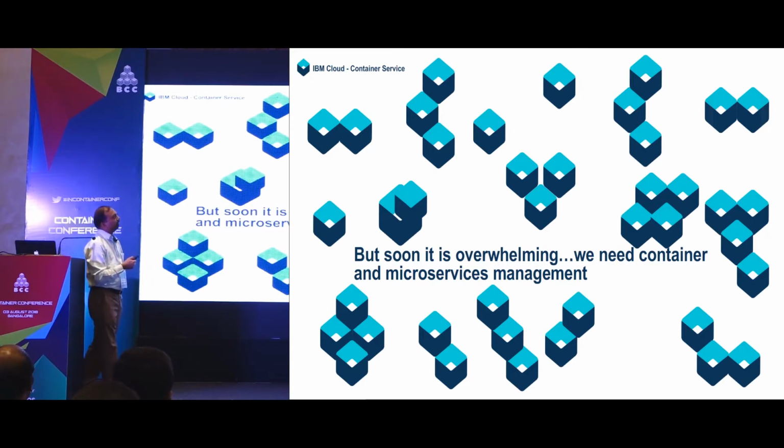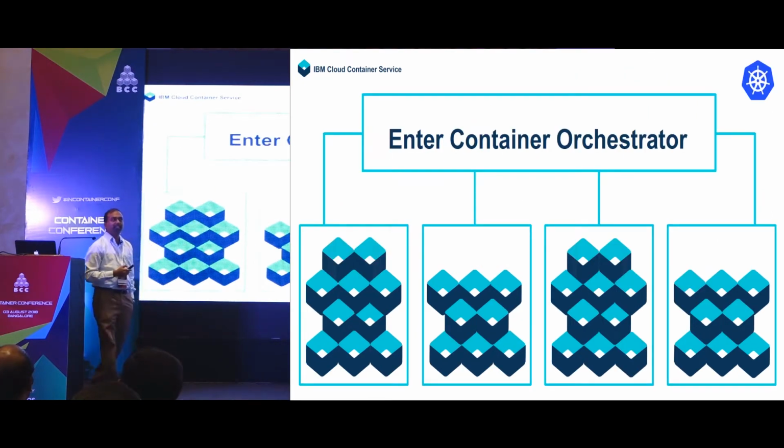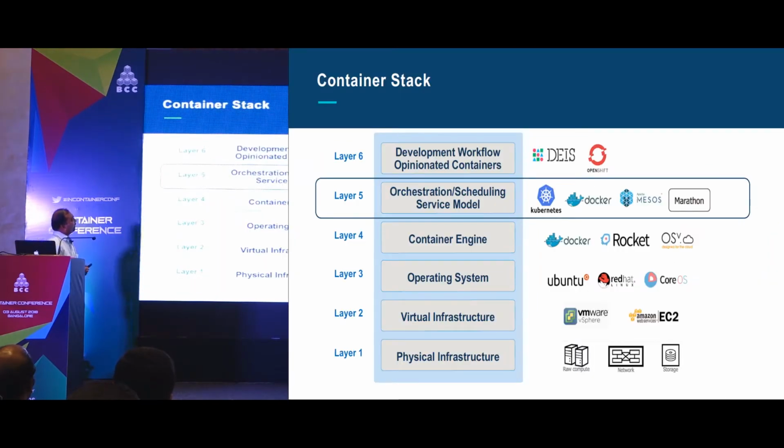And first of all, if you have more containers, you need something like an orchestrator. I think you heard about Kubernetes, and as Sai said, this is more like a Kubernetes conference. It's not more of a container conference. So Kubernetes comes into this layer. You have Kubernetes, you have similar offerings from Docker, and Apache Mesos is there. These are the multiple things which are available.